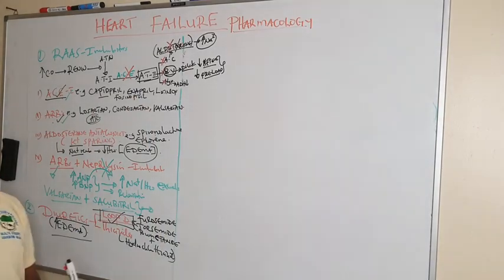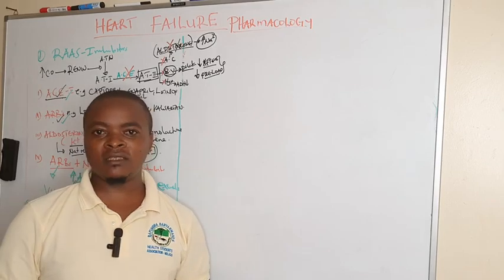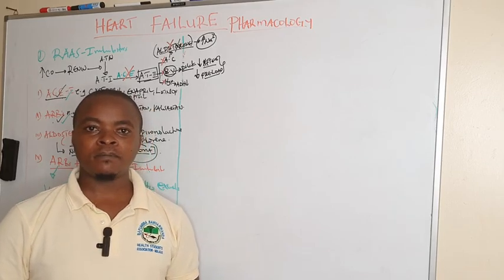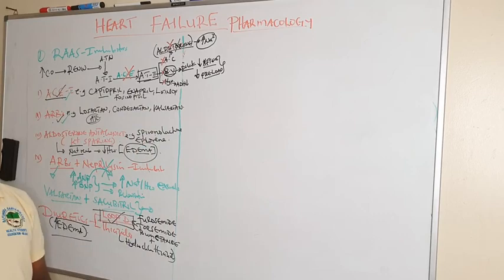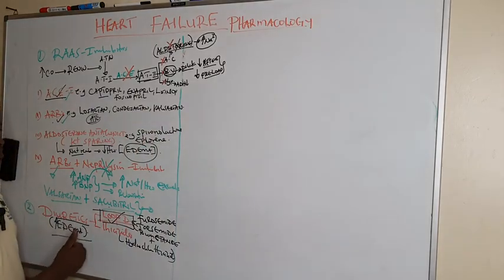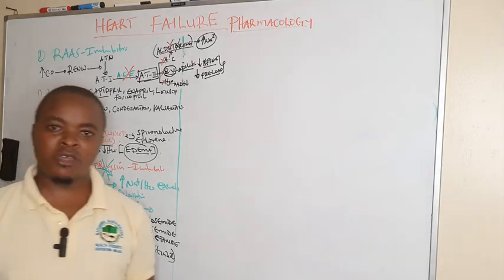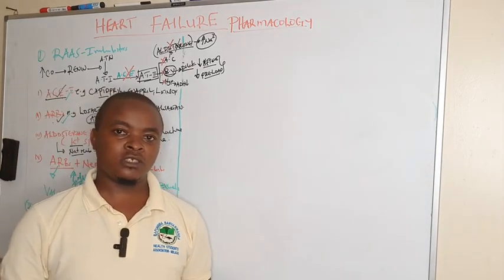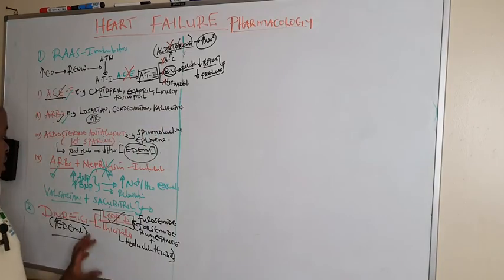And remember also, loop diuretics are contraindicated in pregnancy and people with hypokalemia. If there is hypokalemia, always combine them with the potassium-sparing diuretics. That is what we can mention under this class.